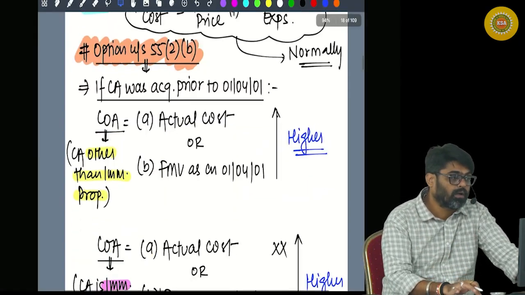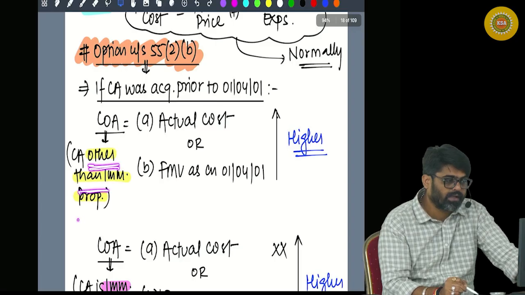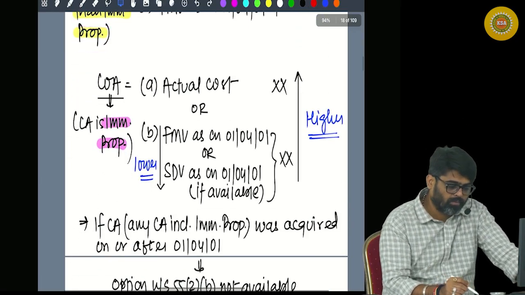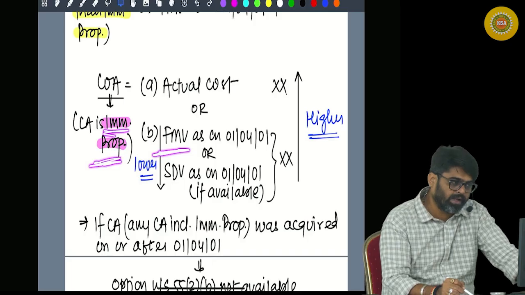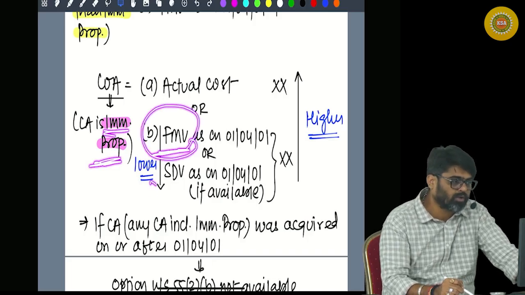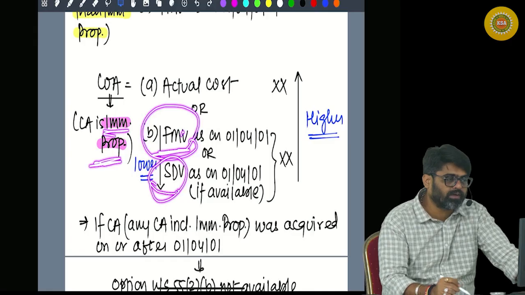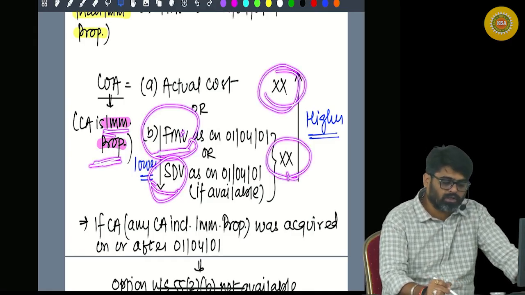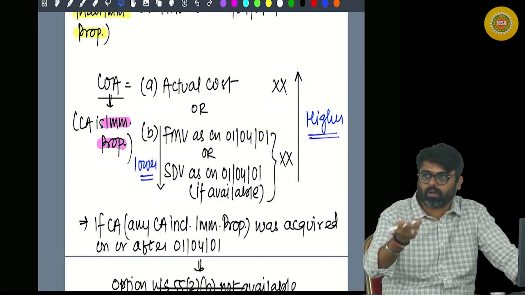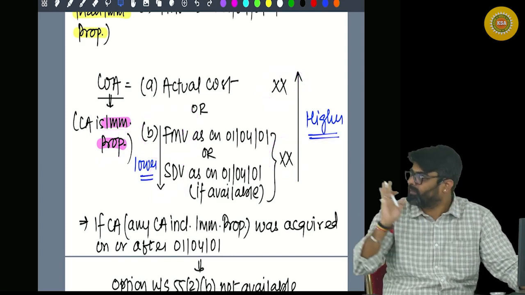For assets other than immovable property, that is the rule. But for immovable property, what are you going to do? Is this option available? Yes. But your fair market value should not be more than the stamp duty value. So fair market value or stamp duty value, whichever is lower, and then that lower amount or actual cost, whichever is higher, will become your cost of acquisition. Before the break only we have done this.